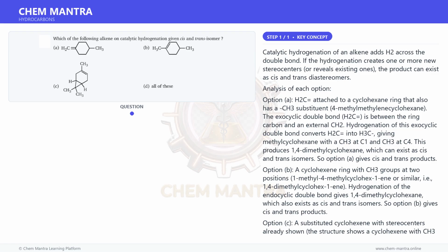Since all three structures, A, B, and C, upon catalytic hydrogenation produce products with cis and trans isomers, the answer is D, all of these. Why other options fail? Options A, B, and C individually are correct, but since all three satisfy the condition, option D is the most complete and correct answer.